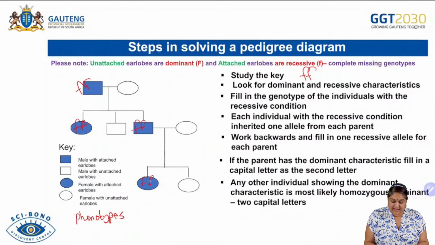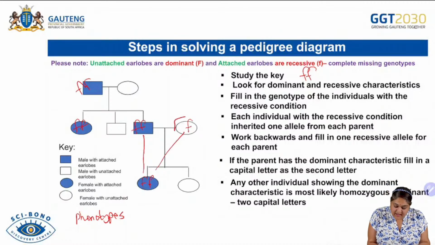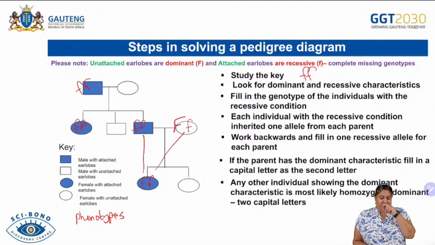So then you're going to work it back. So this parent, one f will come from this parent and one f will come from that parent. So that parent definitely has to have a small f. But this parent has unattached earlobes, which means that they also need to have a capital F. You see? So this one is heterozygous. So that's how you basically work through it, and then you work out all the other ones that you can identify based on using this principle. You first allocate all the homozygous recessive ones, and then you know that if the offspring is homozygous recessive, it must have received one of those recessive alleles from each parent, and then you work back.